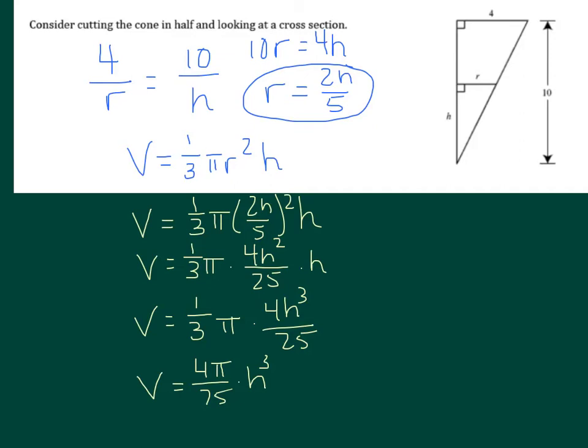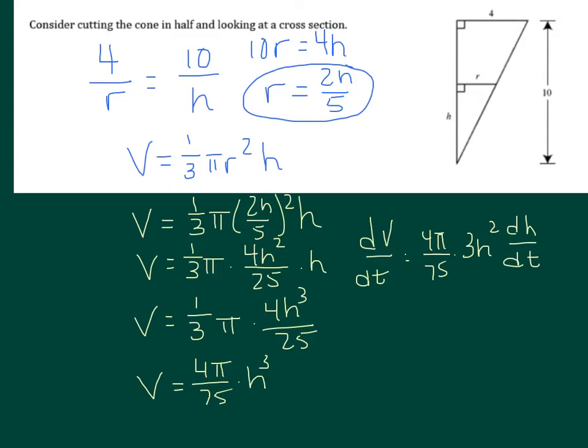So when I go to take the derivative of this, dv dt is now going to equal 4 pi over 75 constant times the derivative of h cubed, which is 3h squared dh dt. And now I have dv dt in terms of just dh dt and h. I don't even have to worry about r at this point. So that's my new related rates equation that I'm going to use.